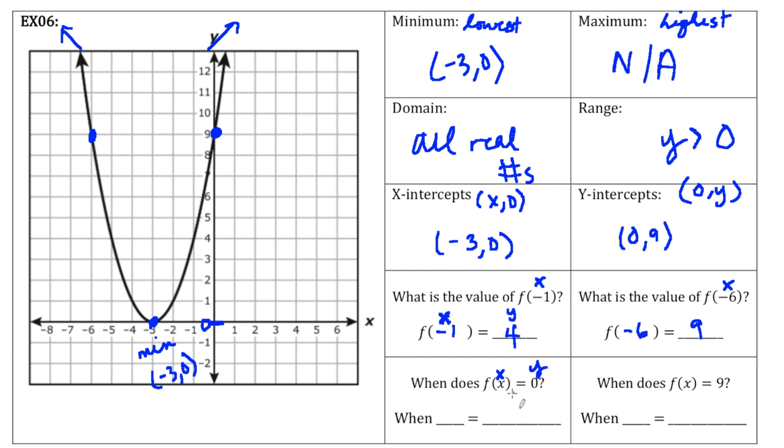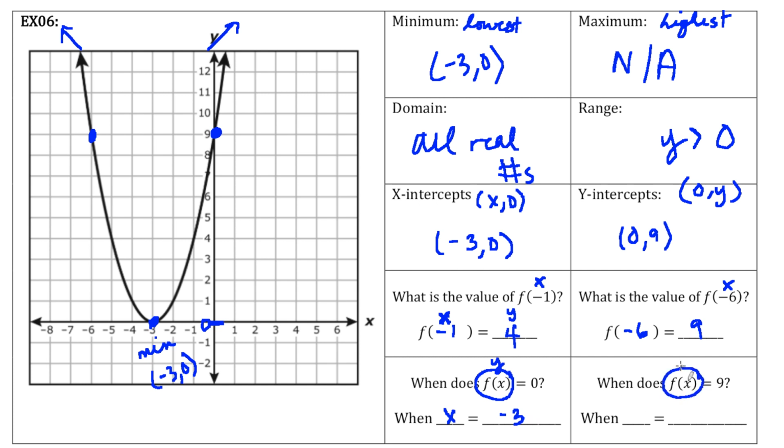When does f of x equal 0? When is y 0? So when does f of x equal 0? When does y, oh, I know what it is. This whole thing here is y. When does y equal 0? Y equals 0 when x is right here. When x equals -3.